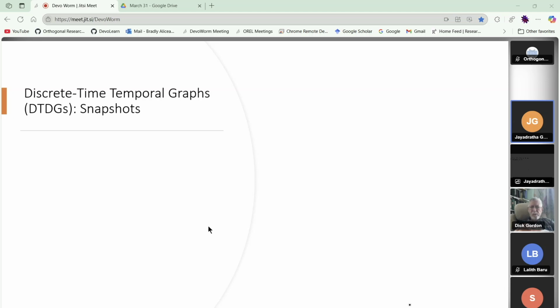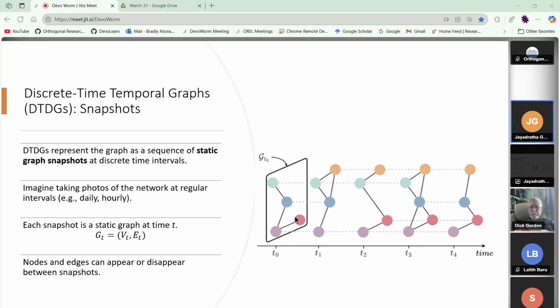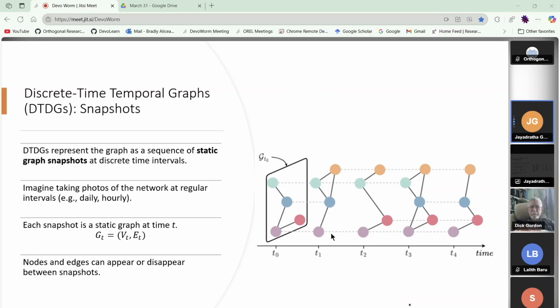One is the discrete-time temporal graph, which is snapshot based. Suppose this is a graph, and we take snapshots at different times, and as we see the structure is changing. We just take it at different time steps, at some time interval t, such as daily or hourly. We can see how it is changing over time. Nodes or edges can appear or disappear, or stay the same. Since we are taking discrete time, it is called a discrete-time temporal graph.